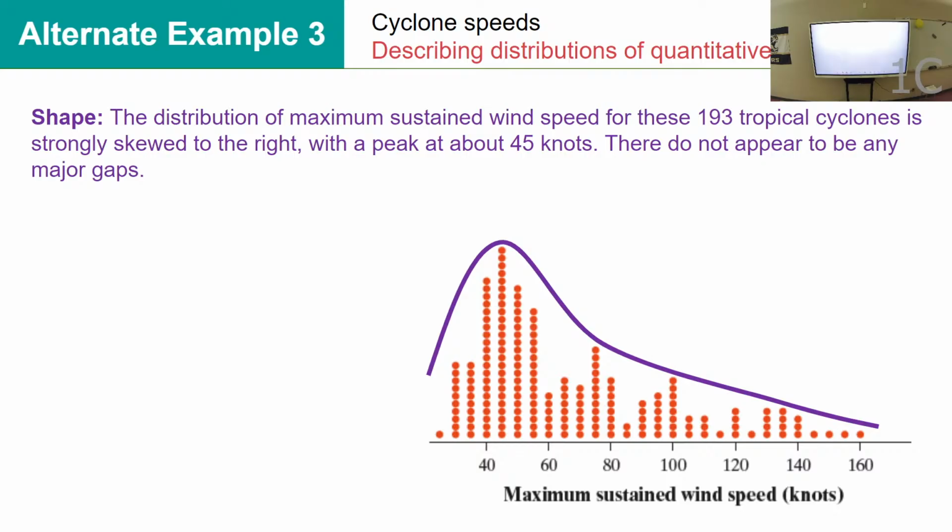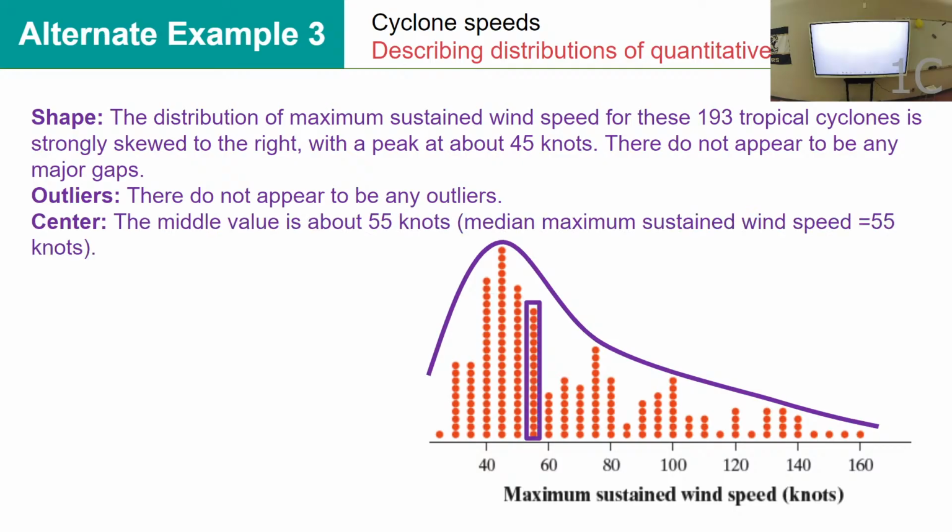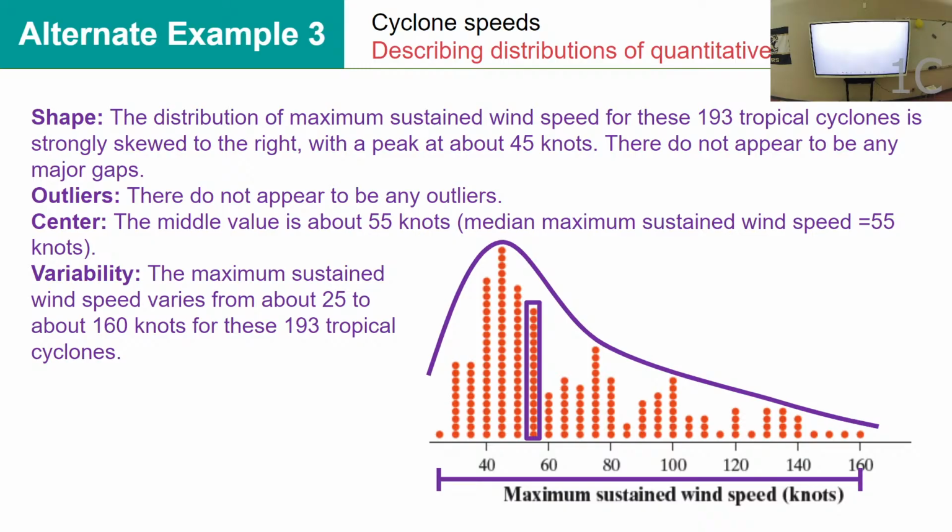I don't know how they're going to do all that stuff, but: distribution skewed to the right with a peak about 45 knots. There does not appear to be any minor or major gaps. You don't have to say that if it's not there. There does not appear to be any outliers. You don't have to say that if it's not there. The middle value about 55. They said 55. They said the median. They actually calculated it. Whatever. The maximum sustained speed is about from 25 to 160 for these 193 tropical cyclones.